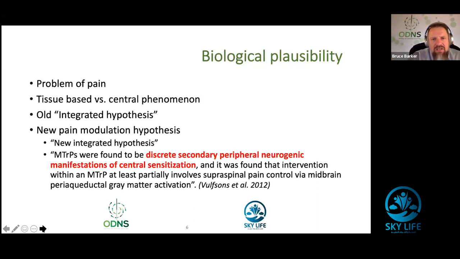So how does a tissue-based therapy like dry needling fit into that understanding? Well, it turns out that those trigger points, the targets of dry needling, are best described not as local tissue phenomena, but, like Simon Wolfson has said, discrete, secondary, peripheral, neurogenic manifestations of central sensitization. So where the nerves plug onto the muscle, the neuromuscular end plate, that's the target of our dry needling. And if we can show that that target is there scientifically and can be changed by the intervention of dry needling, well, then we're onto a good thing. And that's going to be the biological underpinnings of the treatment of dry needling.